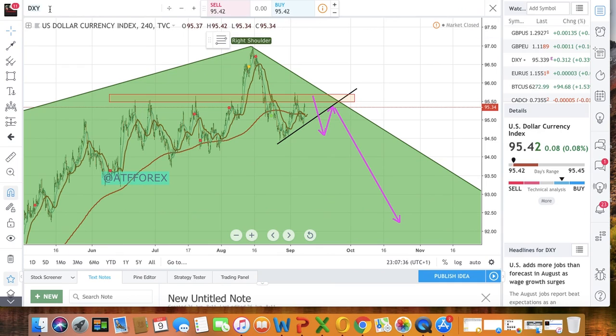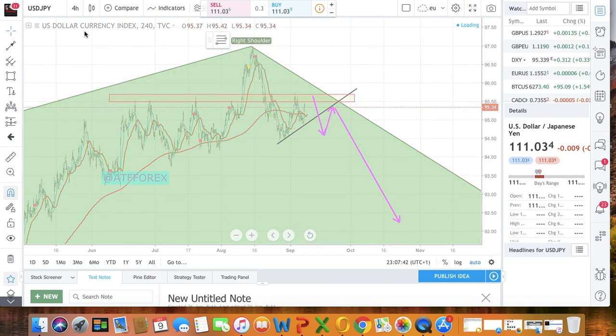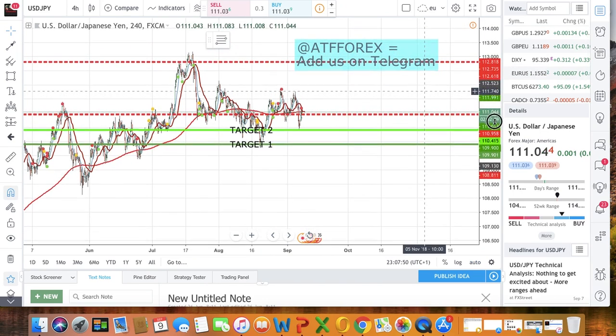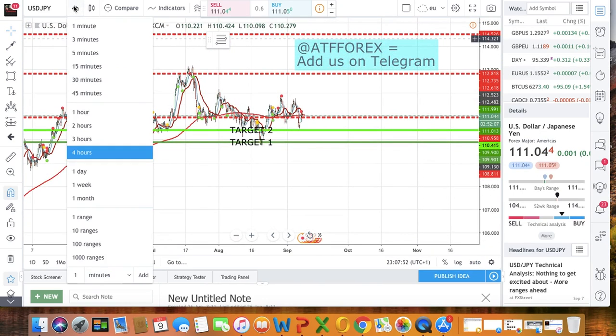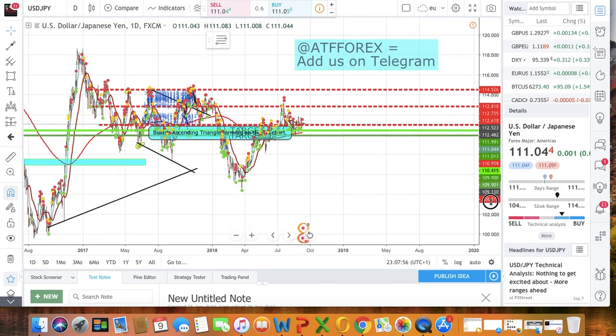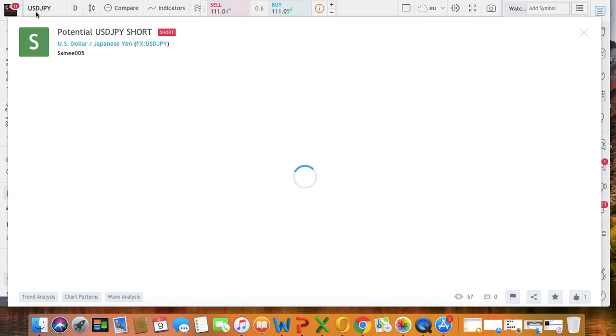The next chart that we're going to analyze is the USD JPY. Getting onto UJ right now, we take a look on UJ, we should go to the daily time frame. Just get rid of some of this noise on the UJ right there.